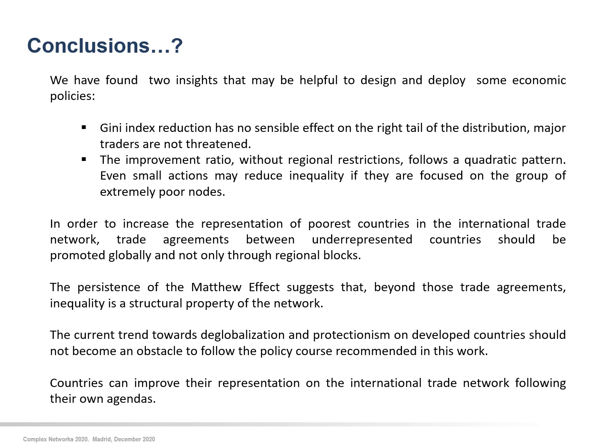In order to increase the representation of the poorest countries in the international trade network, trade agreements between underrepresented countries should be promoted globally and not only through regional blocs. The persistence of the Matthew effect suggests that beyond those trade agreements, inequality is a structural property of the network. The current trend toward globalization and protectionism of developed countries should not become an obstacle to follow the policy course recommended in this work. Countries can improve their representation on the international trade network following their own agendas.